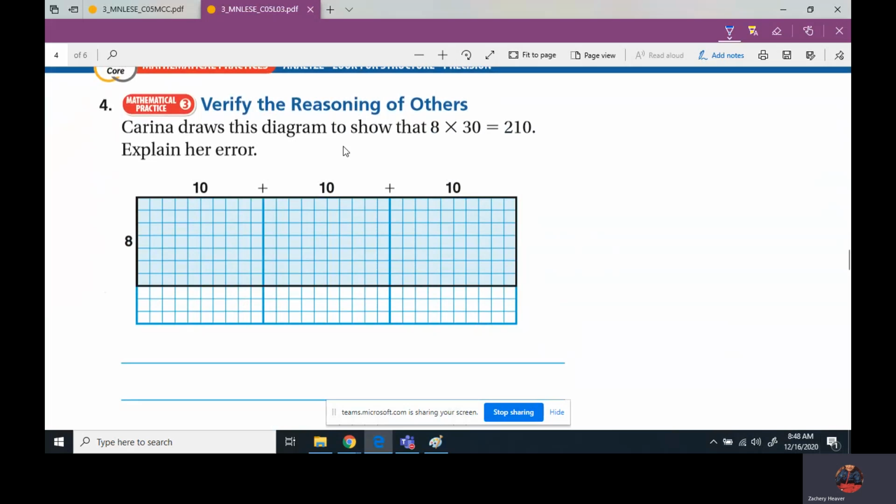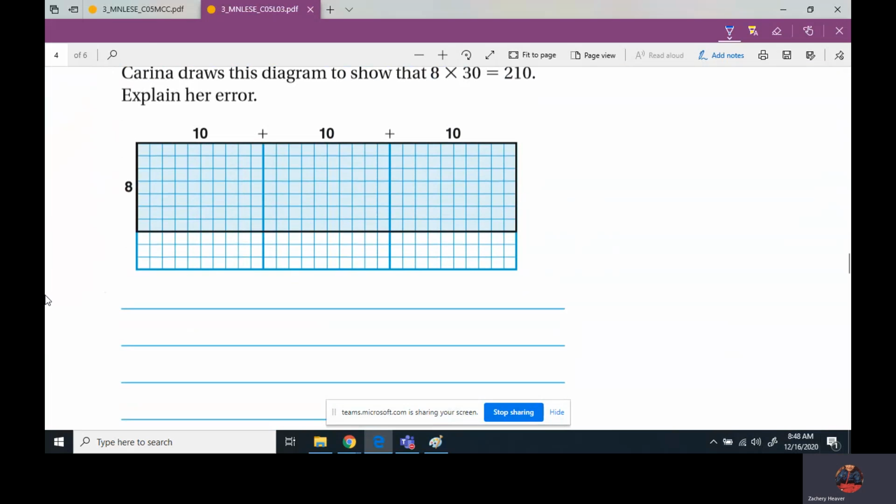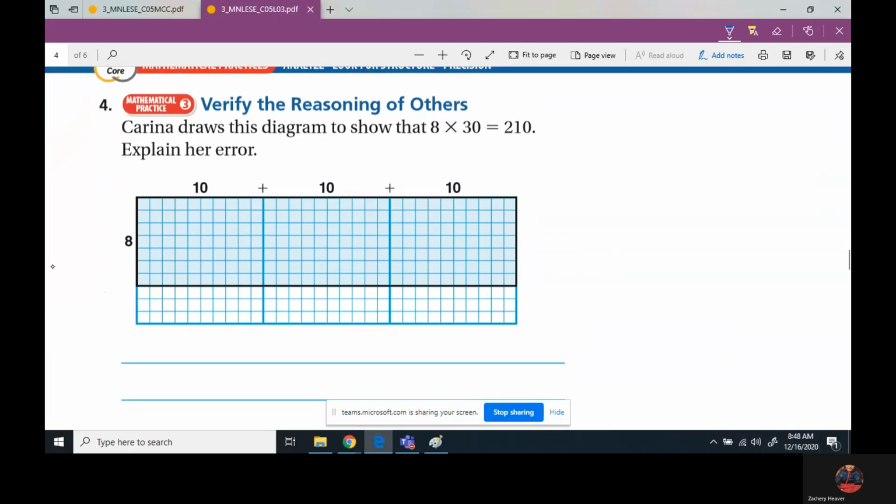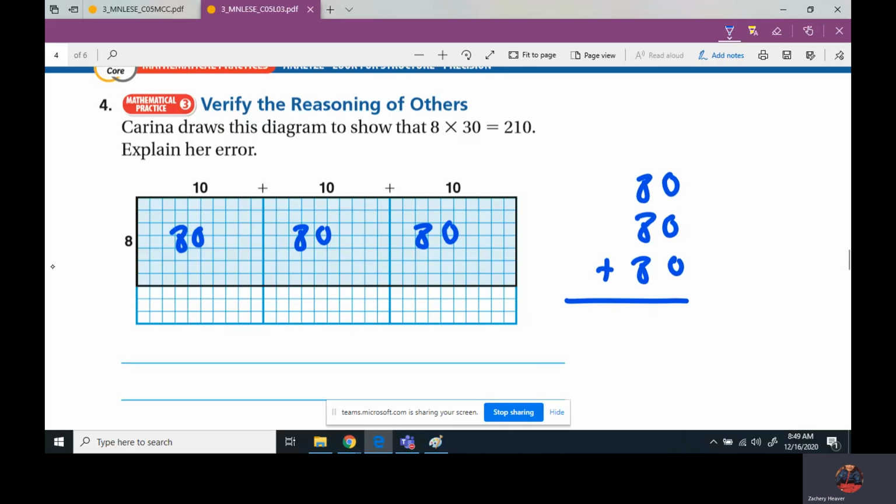Karina draws this diagram to show that 8 times 30 is 210. Explain the error. Okay, let's figure it out. We know 8 times 10 is 80. So 8 times 10 is 80. 8 times 10 is 80. So let's take 80 plus 80 plus 80, and let's add them. 0 all the way down is 0. 8 plus 8 is 16. 16 plus 8 is 24. 4, carry my 2. There's nothing there.